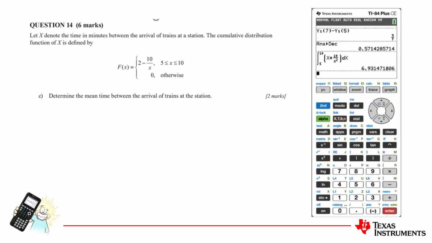Enter, and there I get 6.93. So that is my mean time of arrival of the trains at the station.